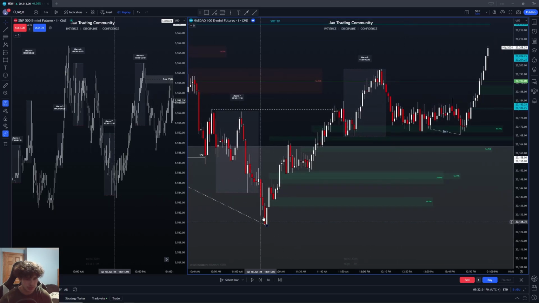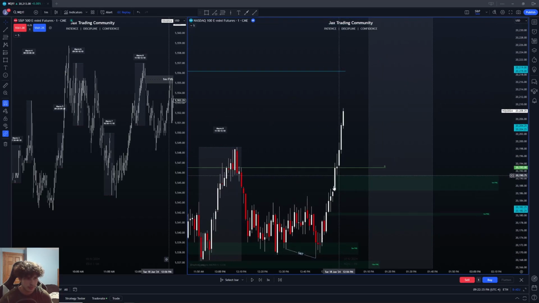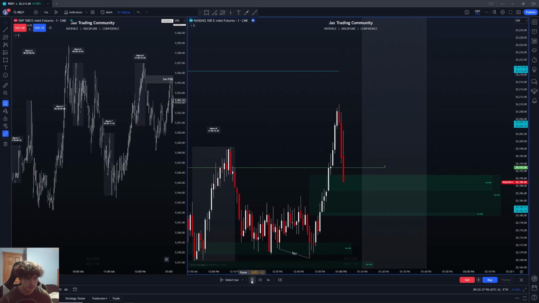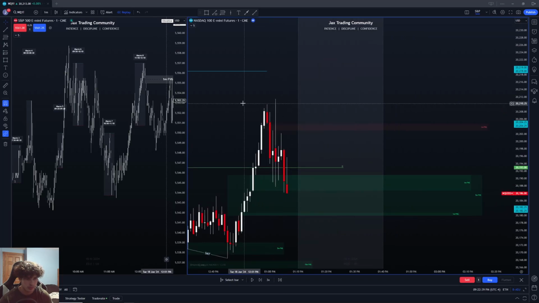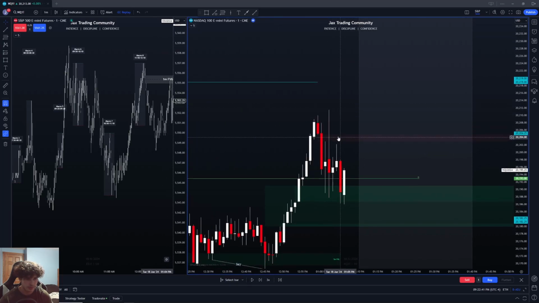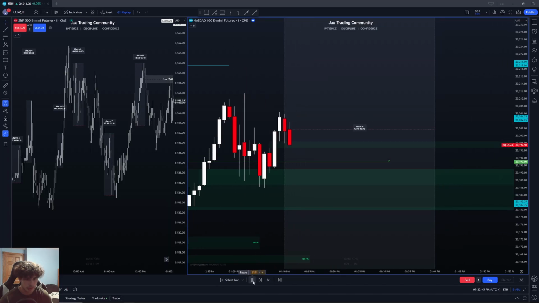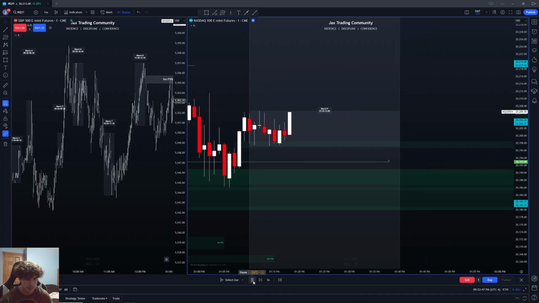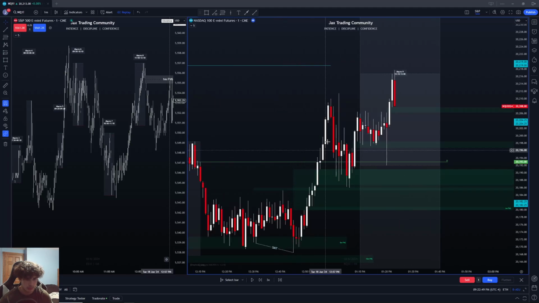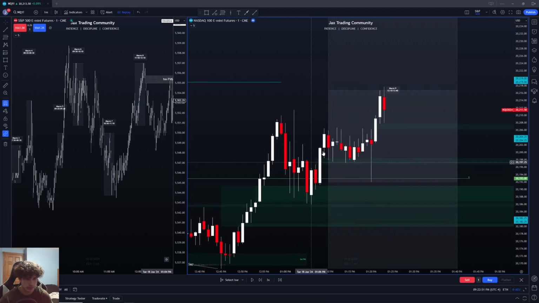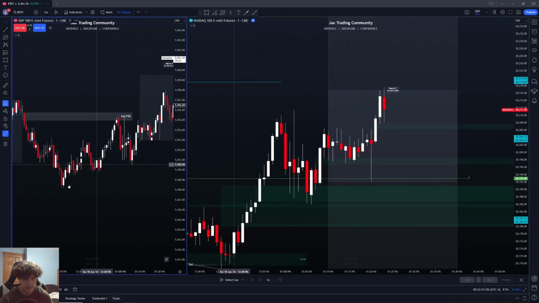You can see after this SMT, we get displacement up. We tap into these fair value gaps, head higher. We end up reaching here. And then we have displacement down. We respect this fair value gap. We come back to it again, respecting it. Now we have an uptrend going into this macro. So again, additionally, I would expect to see price go lower.